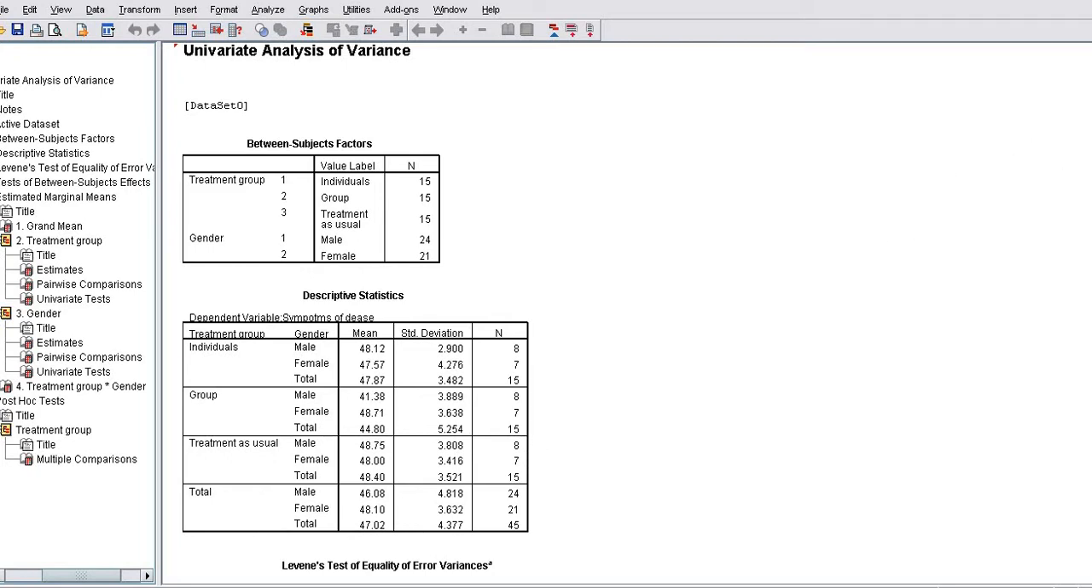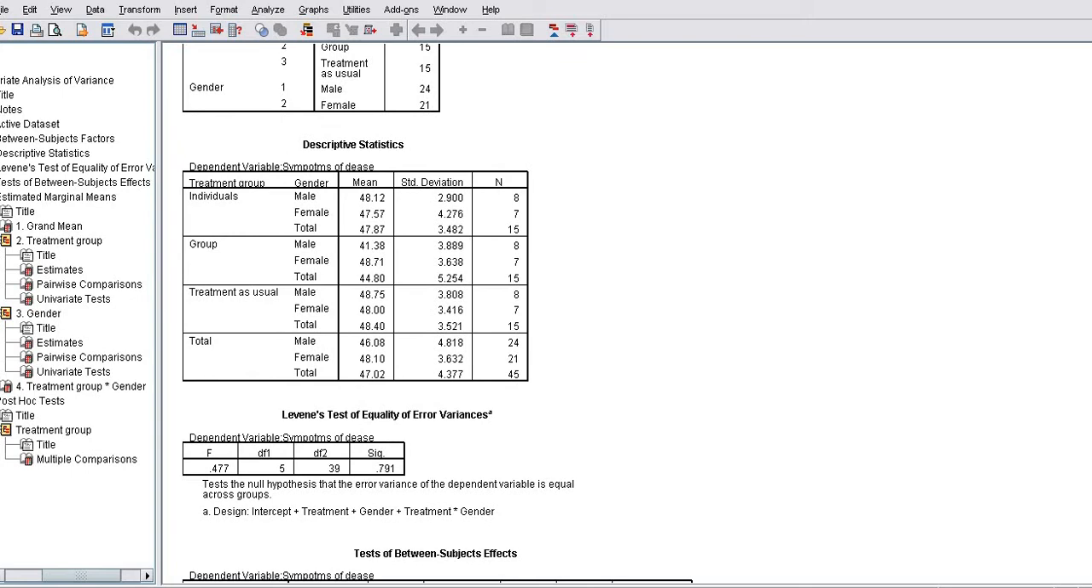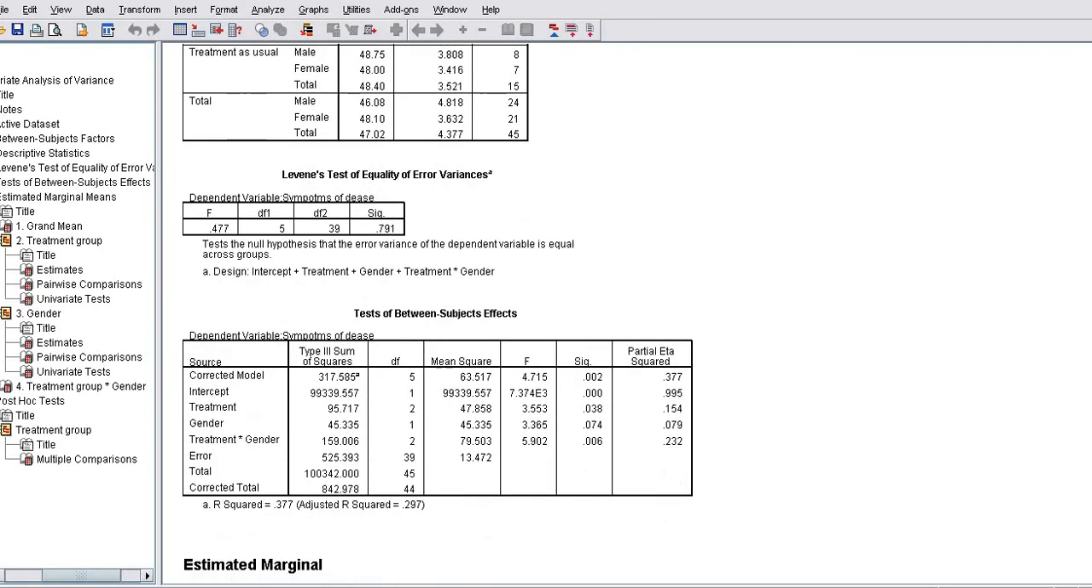Down the slide, please. Levene's test is used to test the equality of variances. As the p-value is greater than 0.05, the test fails to reject the null hypothesis that the error variance of the dependent variable is equal across the groups. Now, down the slide, see the ANOVA.